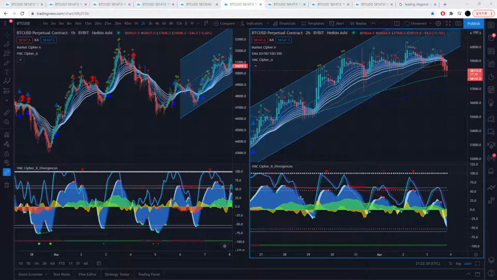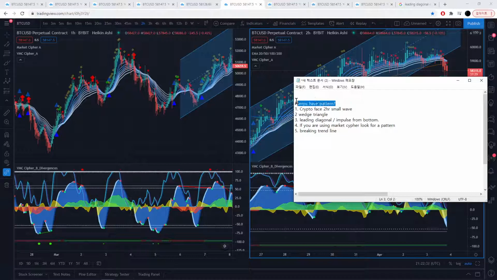So today I'm going to be talking about the patterns. Okay, so how can you predict pumps? So first, before we start, let's talk about crypto faces 2 hour small waves.